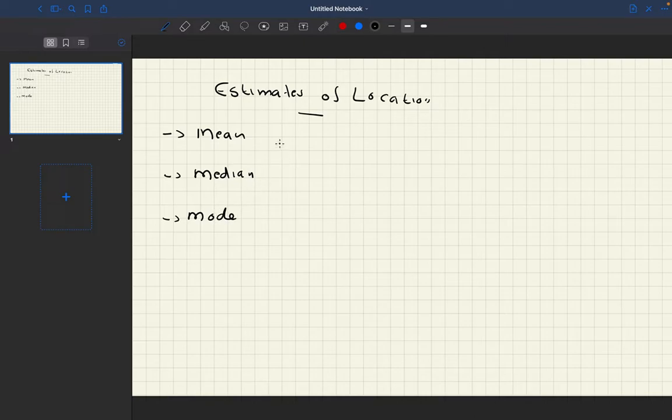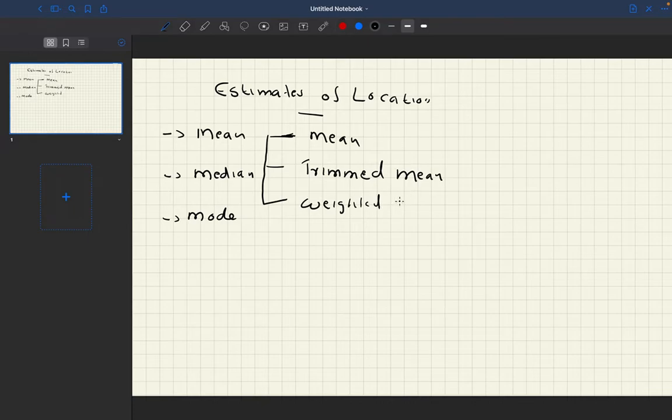In mean, we can divide into three categories. We can have a normal mean, a trimmed mean, and a weighted mean. In this video, we will concentrate more on the mean. So let me clear the screen.